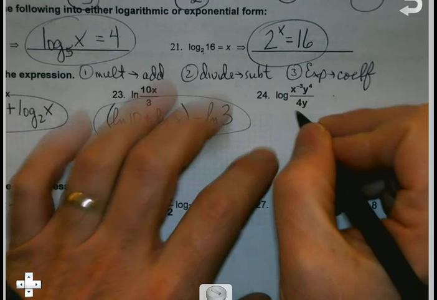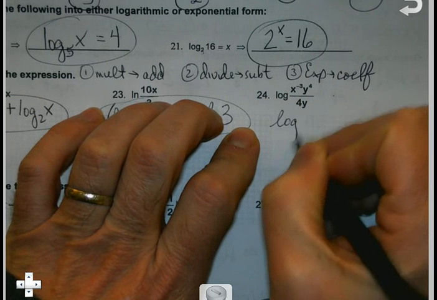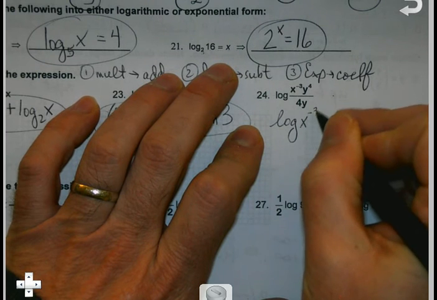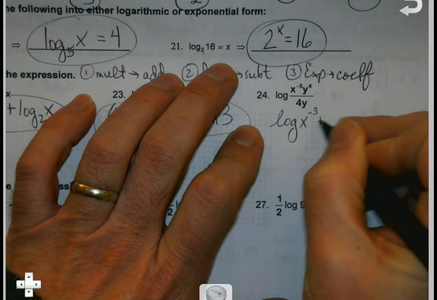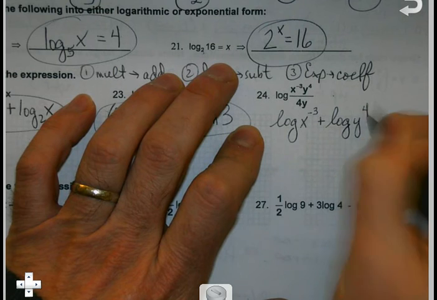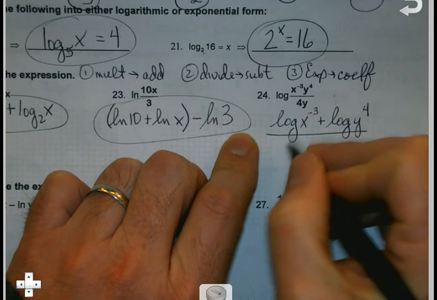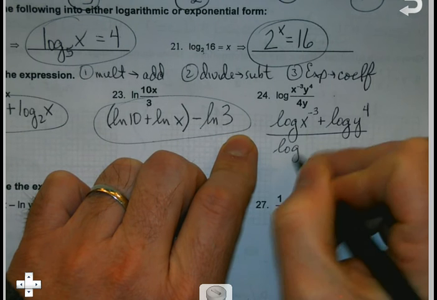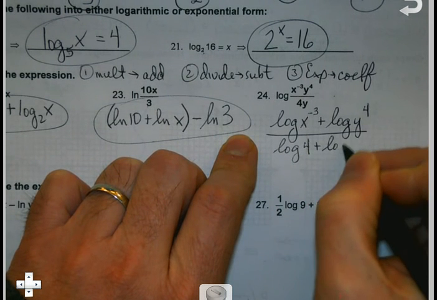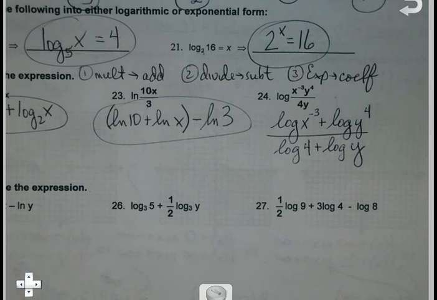So here, if I'm just looking at the numerator at the start, I'd have log of x to the negative third plus log of y to the fourth. Okay, there's going to be more there to do, but we'll come back. And then in the denominator, I've got log of 4, because again, there's a multiplication dot there, plus the log of y. But like I said, I'm not done yet.